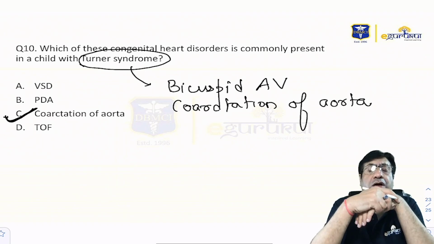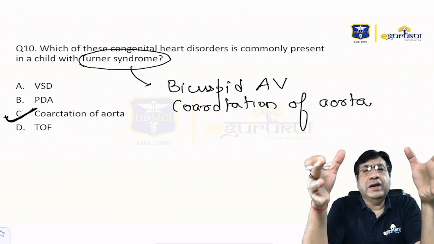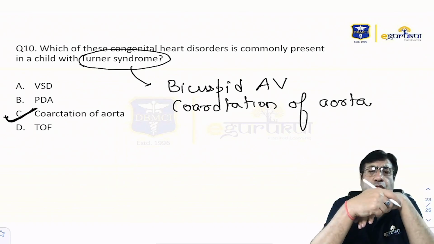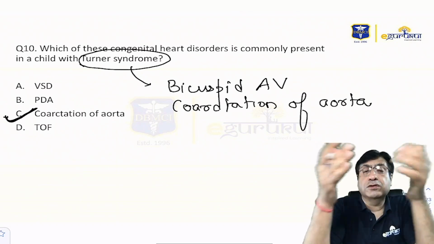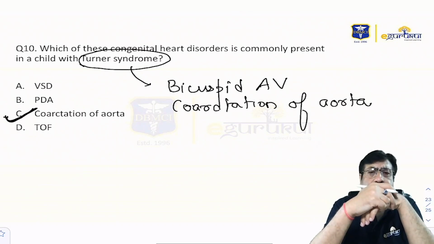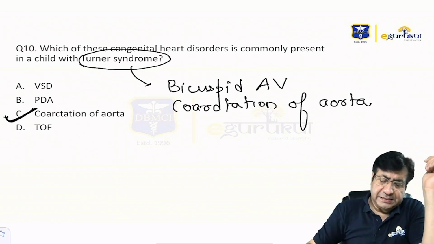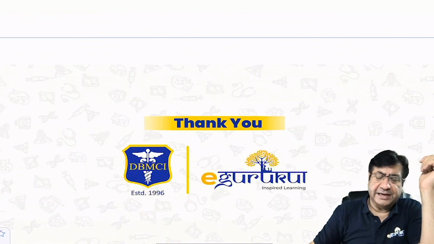Since he is talking about Turner syndrome, the most common congenital heart defect seen in Turner syndrome is a bicuspid aortic valve, but it can also be associated with coarctation of aorta. So with this, I finish up these 10 high yield questions.